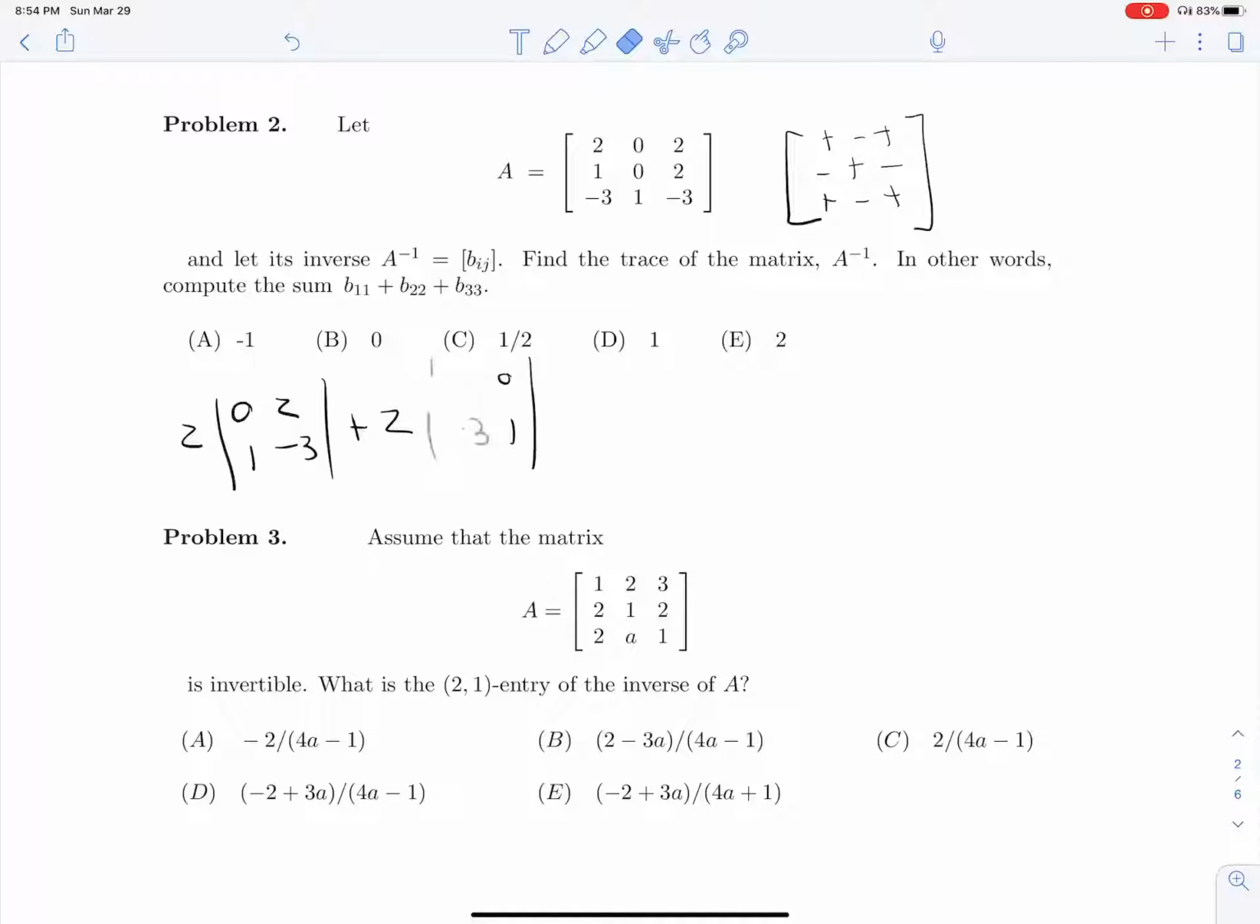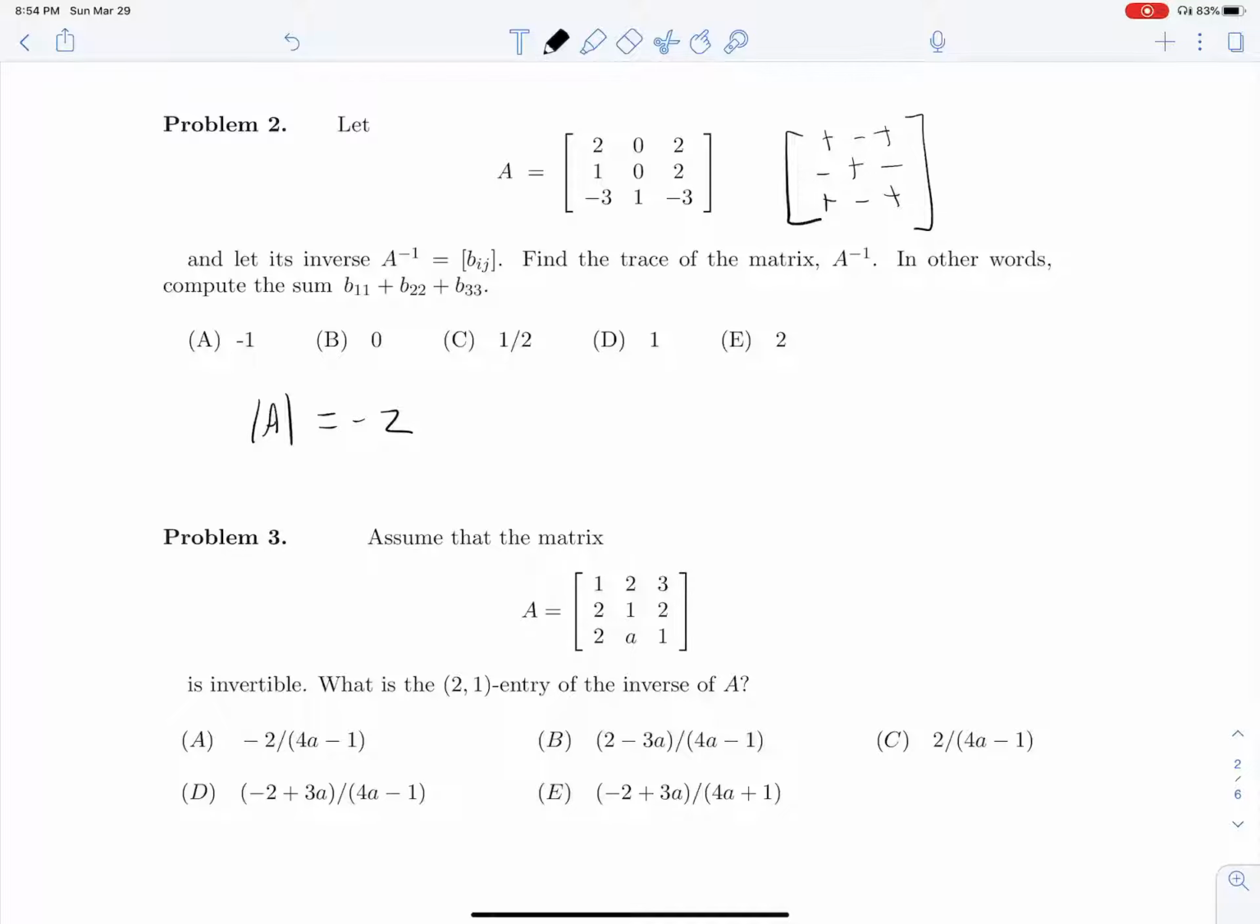This determinant right here is 2. This determinant right here is 1 multiplied by 2 is 2. And our determinant right here is -2. So this is -2 times 2 is -4 plus 2 is -2. And that is the determinant of A. And we are almost done.